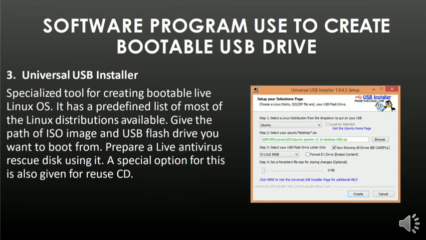Third, Universal USB Installer, a specialized tool for creating bootable live Linux OS. It has a predefined list of most of the Linux distributions available. Give the path of the ISO image and the USB flash drive you want to boot from. Prepare a live antivirus rescue disk using it. A special option for this is also given for use with CD. Look at the picture.